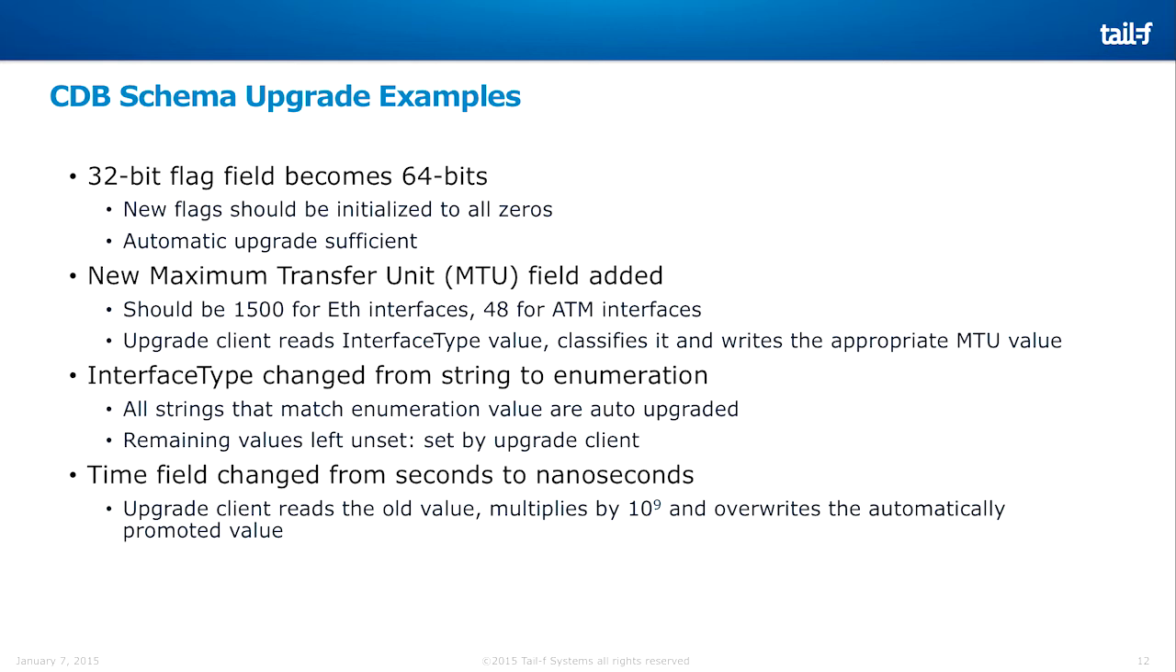In the case of you changing, say, a type from a string to an enumeration, if any string values that are populated in the database match the enumeration name, those can be automatically upgraded. However, if there are any string names that don't match the enumeration name and you want those set as part of the upgrade, then you'll need an upgrader client in that scenario. Say we had a time field that we've changed from seconds to nanoseconds. There, you should use an upgrade client because it'll need to read the old value, multiply by 1,000,000,000, and overwrite the automatic promoted value, because really those units were just numbers, so the automatic upgrade just sees the numbers. You need to do that multiplication to do the units conversion yourself.